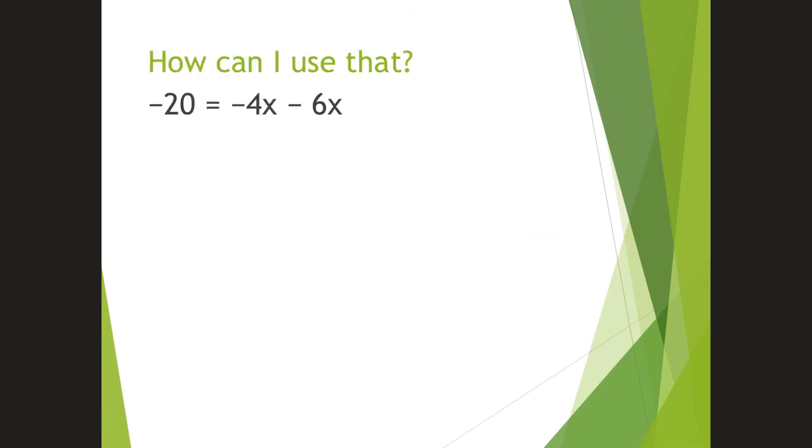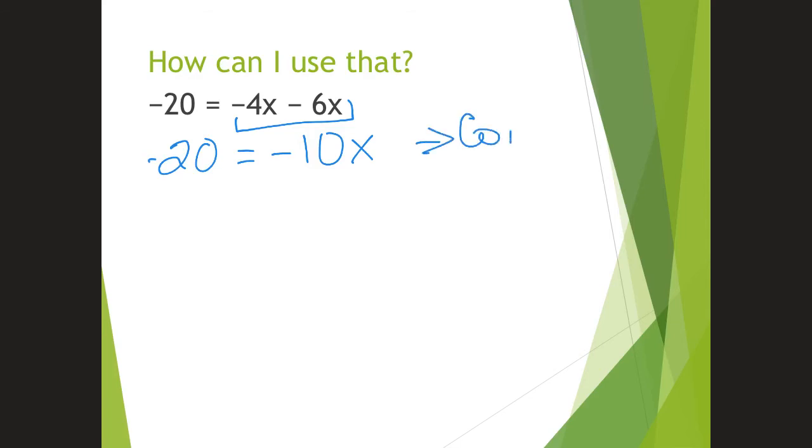Well, let's look real quick at this equation. So, first thing I want to do is remember we can combine some terms here, right? So I'm going to do that. I've got negative 20 still going to come down. I'm going to combine like terms. Negative 4x minus 6x gives me negative 10x. And what did I do here? What lets me do that? I can combine like terms.